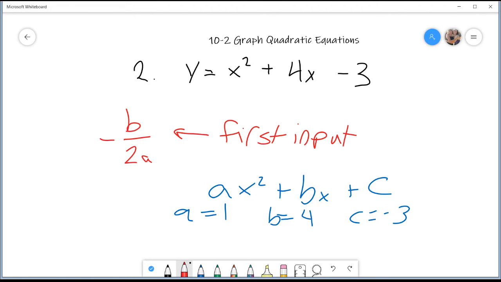Then we're going to plug in b, and we're going to plug in a, and we're going to get negative 4 over 2 times 1. 2 times 1 is 2, 4 divided by 2 is 2, so that's negative 2 over 1, which is just negative 2.